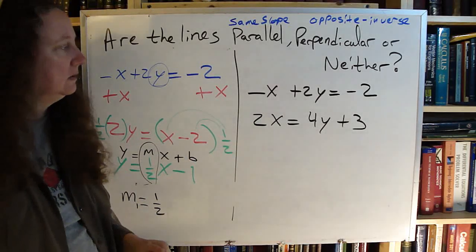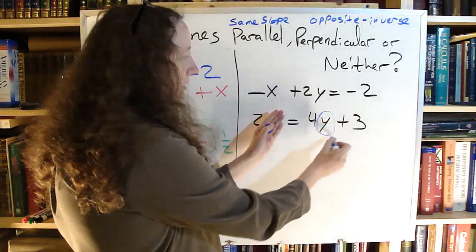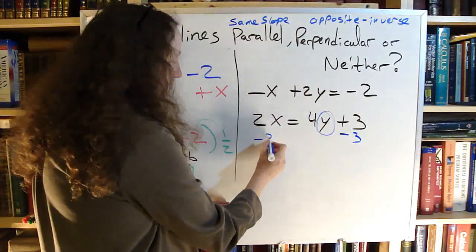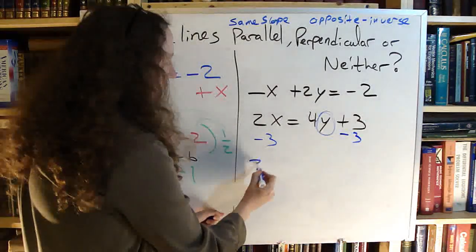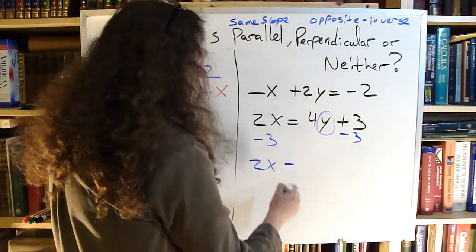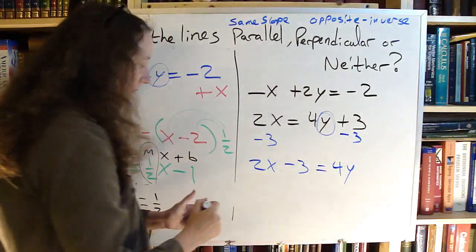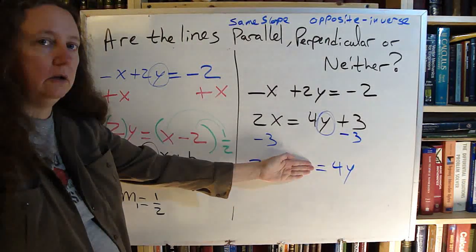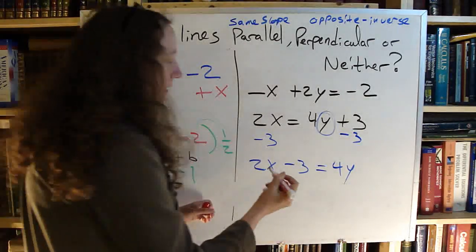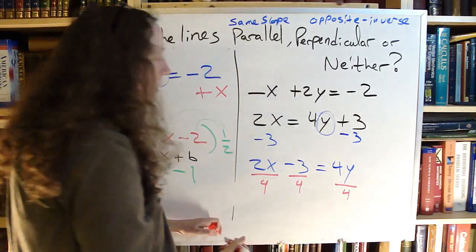I have to solve my second one now. Make it look like y equals mx plus b. So, solving for y, I have to get rid of my 3 first. So I'm subtracting 3. What I do on one side of the equal sign, I do on the other. Now I have 2x minus 3 equals 4y. Is y alone yet? No. I need to divide by that 4. So I'm dividing by 4. Divide the whole thing by 4.